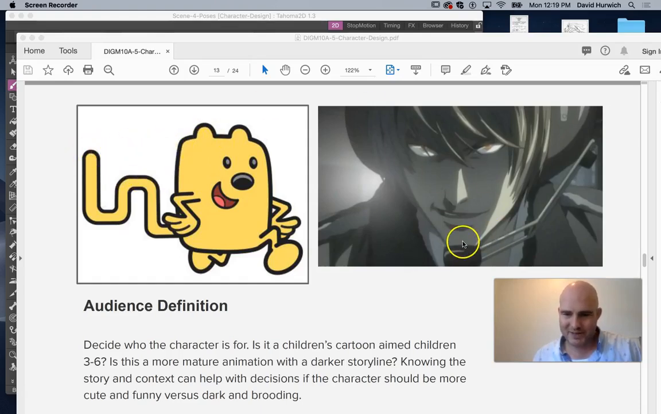Compare and contrast that with this. This is a completely different drawing style. This is much darker and kind of scary and intense, versus something like this, which is a lot more fun, a lot more rounded. So it's like, what is your character going to be doing? And you can play around with that.